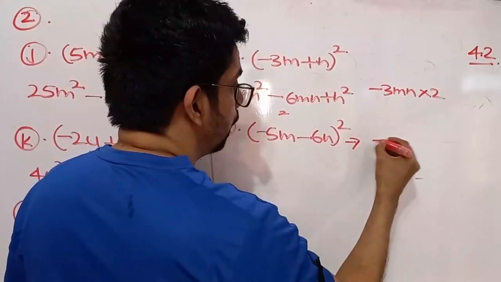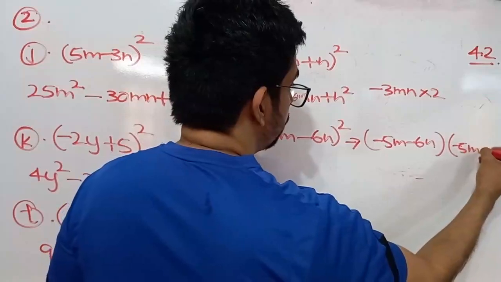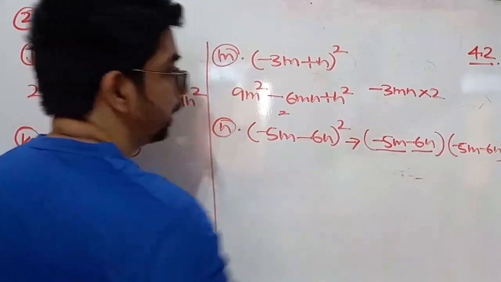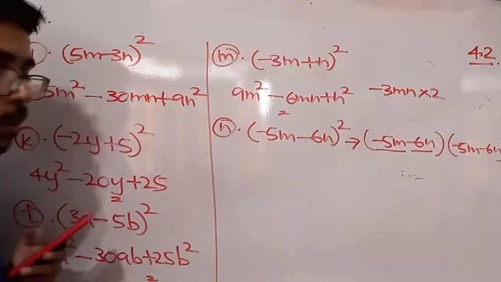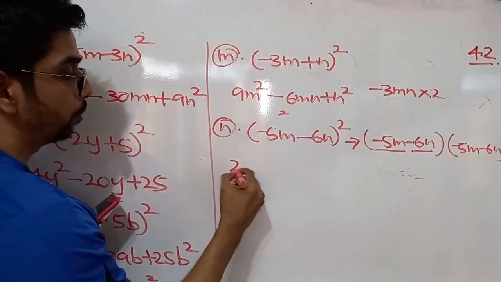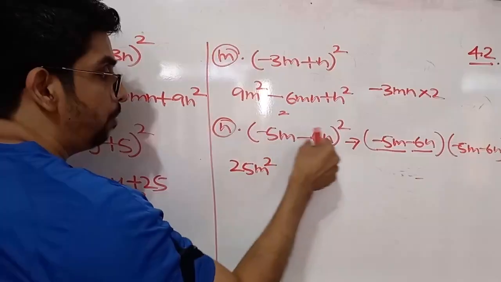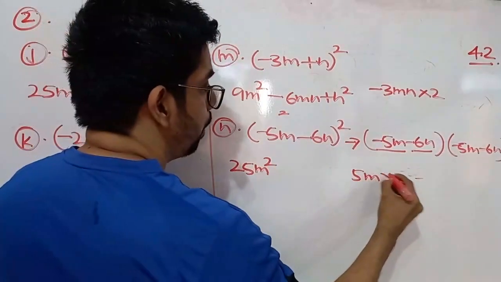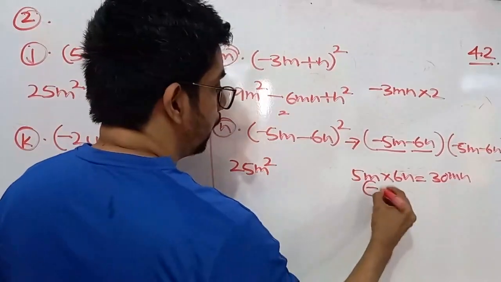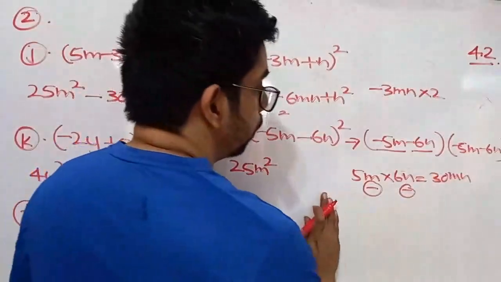What this says is negative 5m 6n times negative 5m 6n. So both terms are what? Negative terms. So when we expand this, all the terms will be what? Positive. So this becomes what? 25m squared positive. Then 5m into 6n, that is what? 30mn. Negative into negative, that becomes positive. This also has to be multiplied by 2. So what happens then?